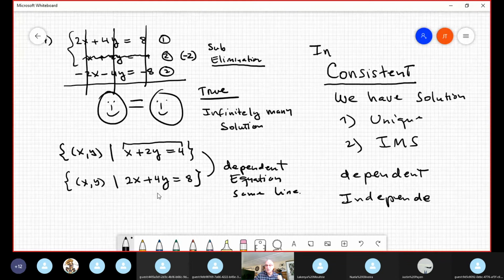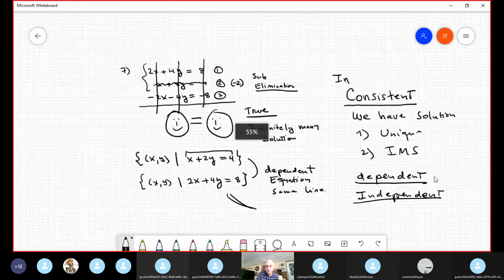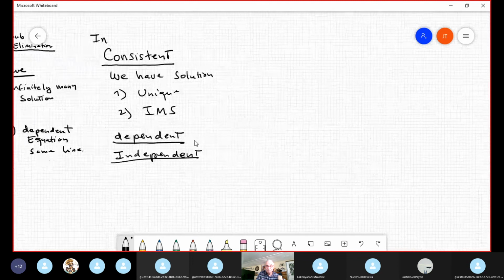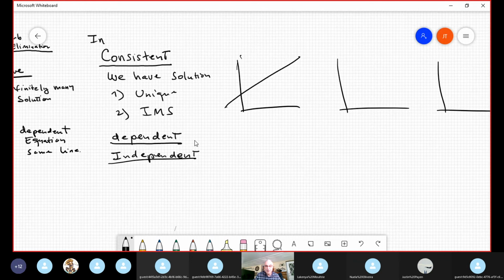What does it mean to be dependent? Dependent is when it is the same line, when the graph is the same. Independent is when the graph is different. Suppose we have three possibilities: 1, 2, and 3. One line is this, another line is this.